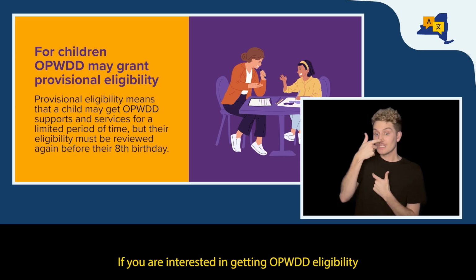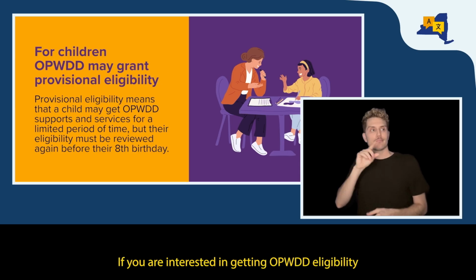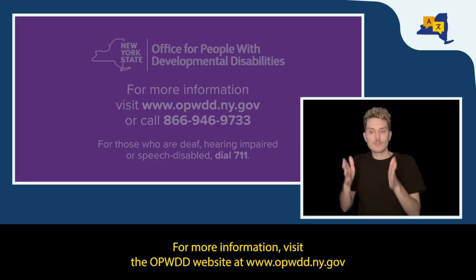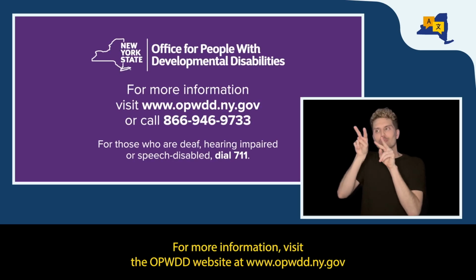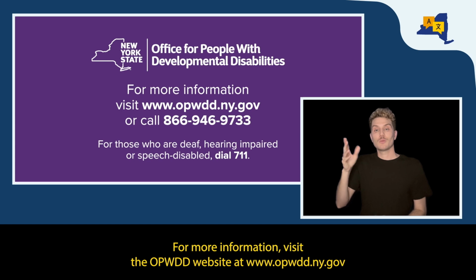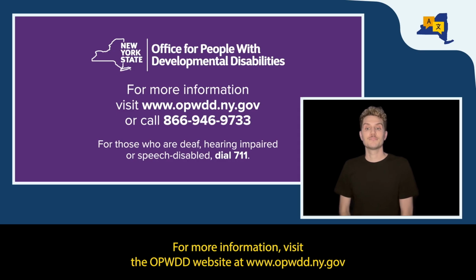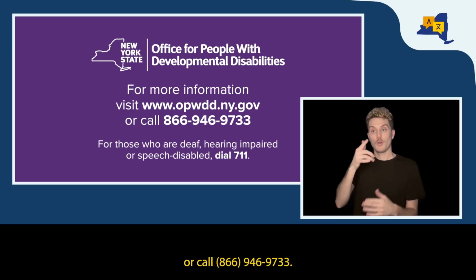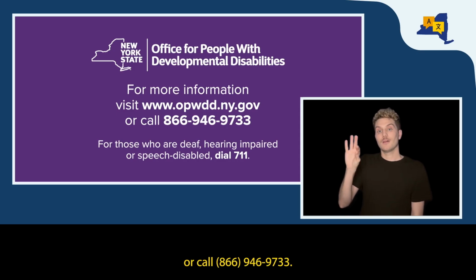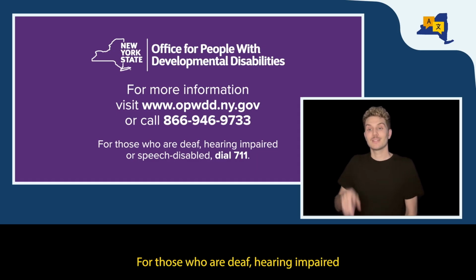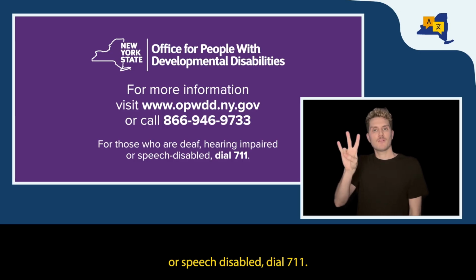If you are interested in getting OPWDD eligibility, talk to your care management provider. For more information, visit the OPWDD website at www.opwdd.ny.gov or call 866-946-9733. For those who are deaf, hearing impaired, or speech disabled, dial 711.